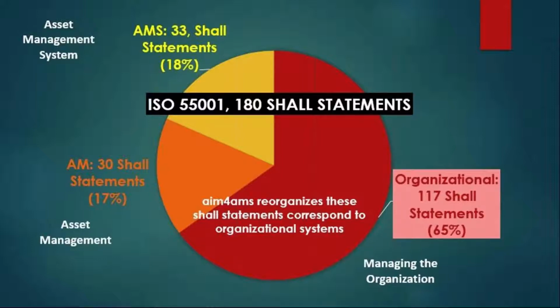So I did some analysis of the shall statements in ISO 55001. And if you read it, you can appreciate it. But there's 180 different shall statements of things you need to do to become compliant with the requirements of ISO 55001. Well, it turns out many of those 180 are redundant, and I could spend a whole presentation just talking about that question, but it's part of the process.